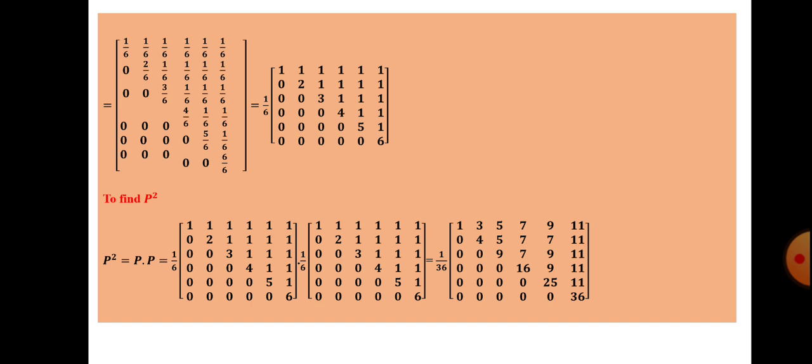So taking 1 by 6 outside, you will get the matrix 1 1 1, etc., 0 0 0 6. Now we have the TPM, the transition probability matrix. Next, to find P square, P into P, you do normal matrix multiplication, 6 by 6 matrix multiplication. So you will get 1 by 36, 1 3, etc., 0 0 36. That gives the entries P11 raised to 2, etc., P66 raised to 2.